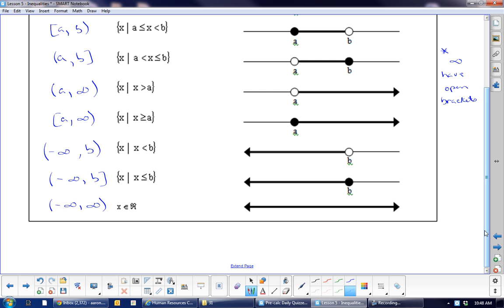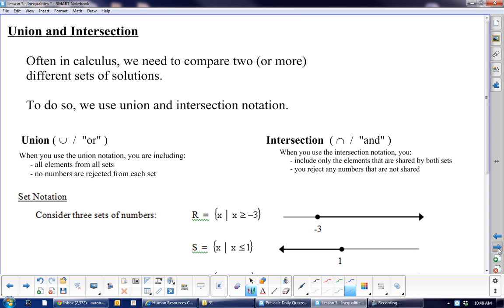Everyone's got all this? Okay, does this all make sense? It is kind of intuitive. Like once you see it, you're like, yeah, okay, it's filled in. That means it includes it. You guys always knew what filled in and not filled in meant, right? Now, just use round brackets with the open ones. Okay? Now, here's the new stuff.